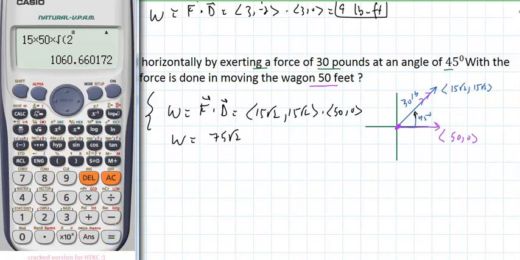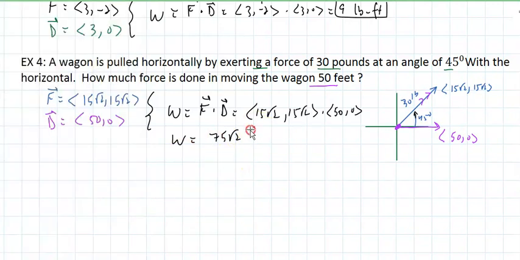Oh, what did I miss? Oh, there's 50. Right. 15 times 50 is actually not 75, it's 750. I missed a 0. What are the units? Pounds, feet, and there it is.